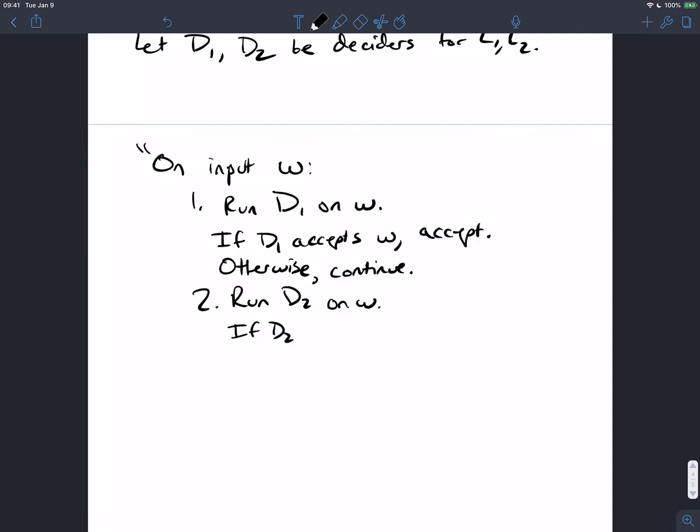If D2 accepts W, what should we do? If D2 says yes, then we say accept. Otherwise, which means both machines just said reject, what should our machine say? We should also say reject. And we know it runs in a finite amount of time because both machines run in a finite amount of time.